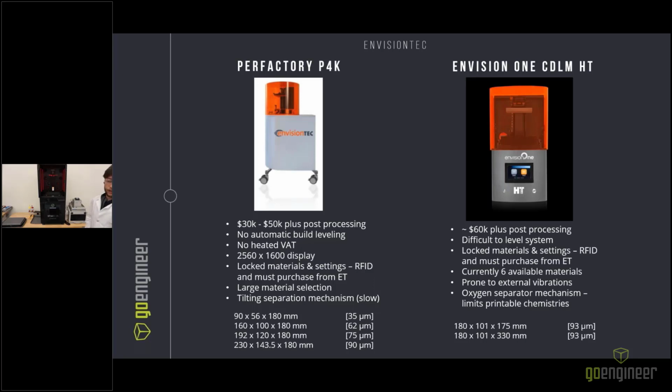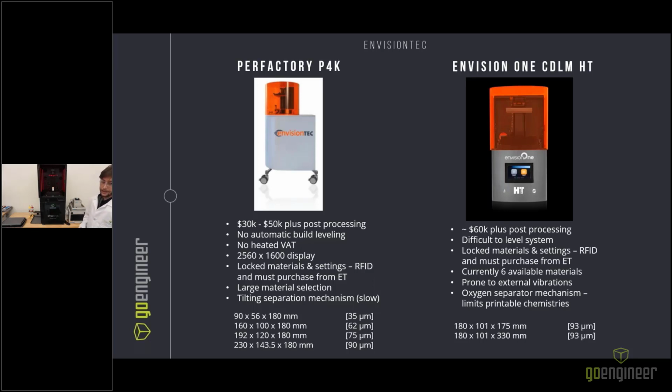The Envision 1 CDLM HT is an improvement to the P4K with an oxygen separator mechanism very similar to the CLIP. This enables quick printing of higher performance materials. The system itself can be quite difficult to level and is lightweight. This makes it very prone to external vibrations, leading to very poor print quality.